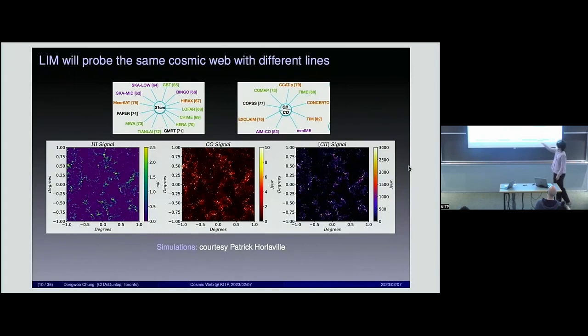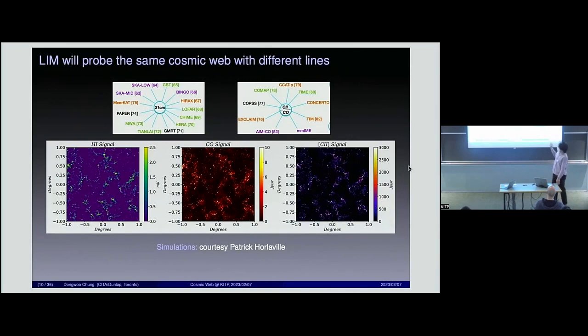You can see H1, CO, C2, these lines will illuminate the same cosmic web, sure, with different emphases on different parts, but ultimately they're independent probes of these kinds of structures through different baryon processes.